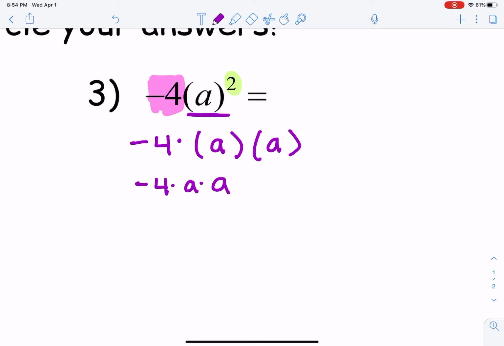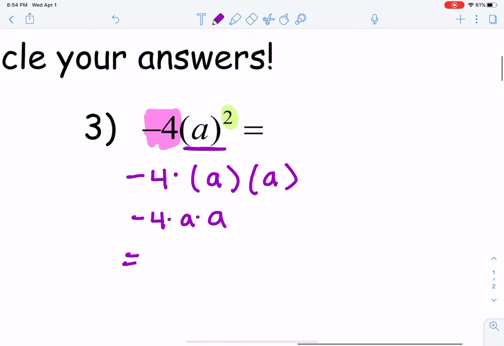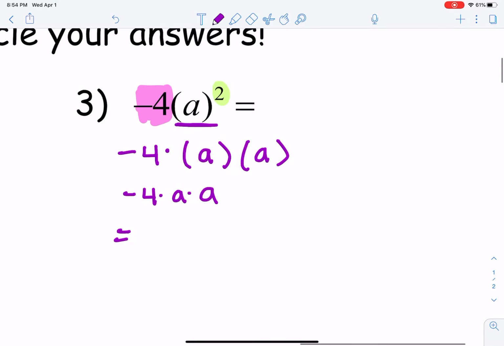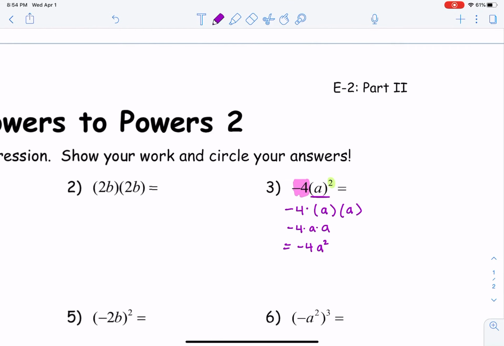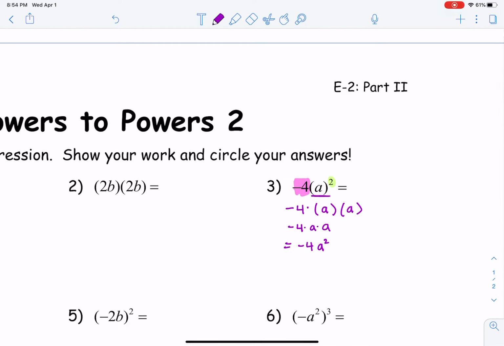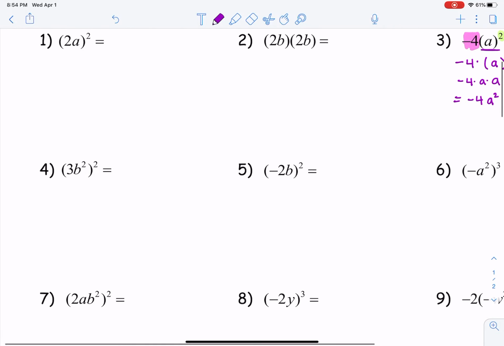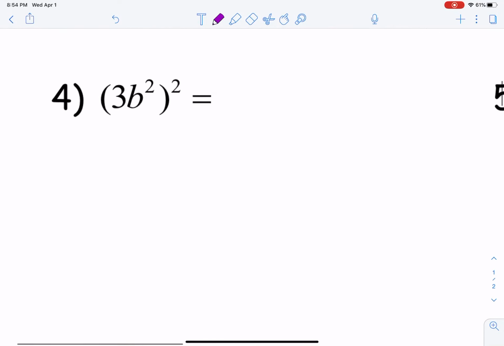Now I can go ahead and rearrange, but it's already rearranged for me, so now I just multiply. So this is equal to -4 a to the power of 2. And there we go. So around a third of people miss that one. So let's go ahead and move on to the next one.